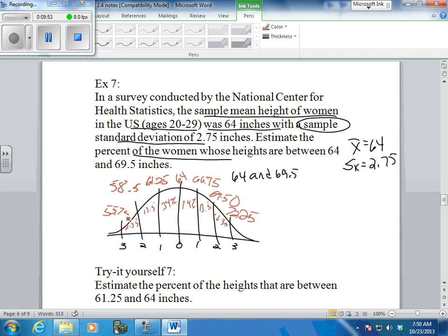Wow. Okay. And then from here all the way to 69.50, that is 34.5. 34% plus 13.5%. So that'll be 47.5% of the women are in between 64 and 69.5 inches.